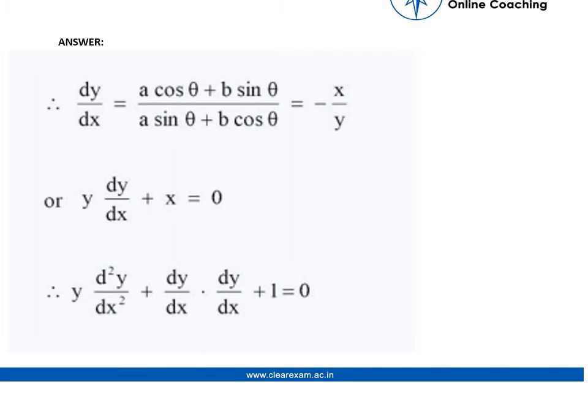So taking the ratio of dy by dx, which is a cos theta plus b sin theta upon minus a sin theta plus b cos theta, we get minus x equals y, by comparing it with the previous values of x and y as we have been given in the question. So solving these, we get y dy by dx plus x equals 0.